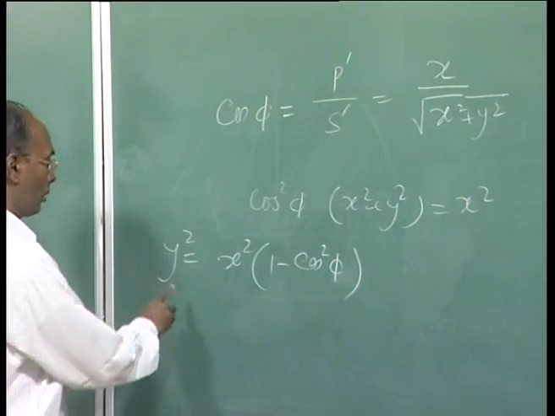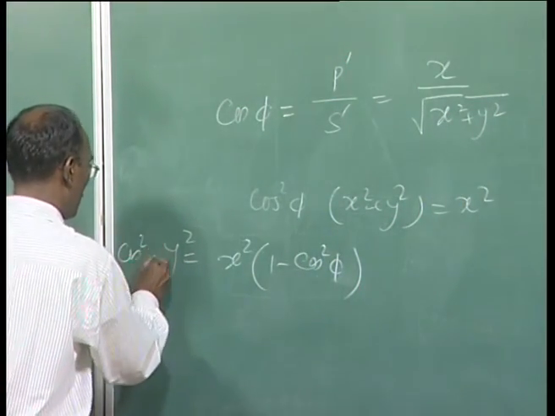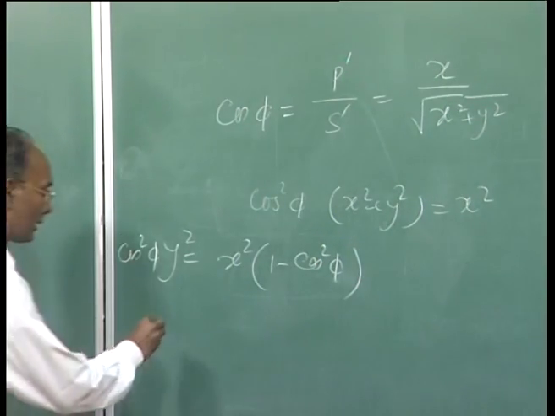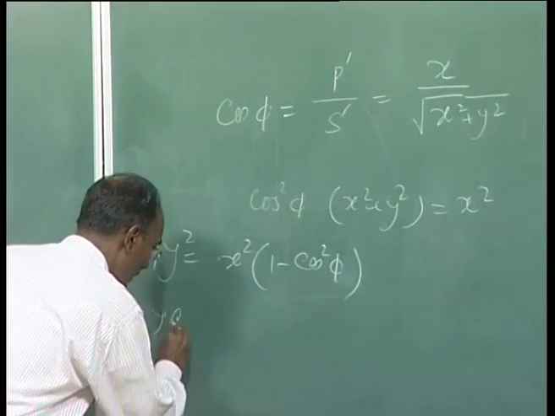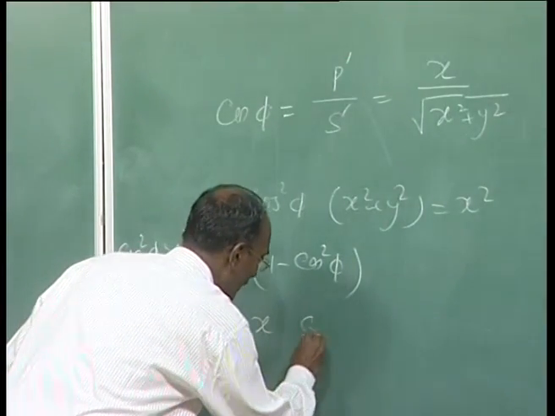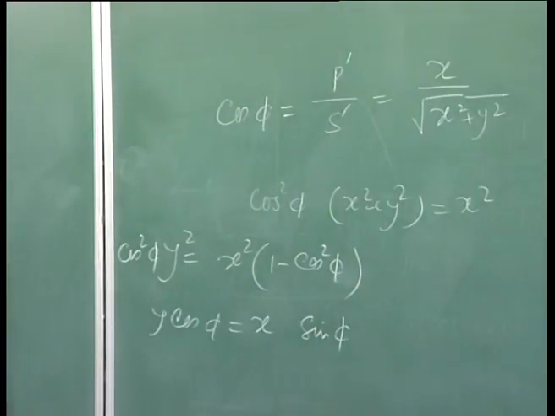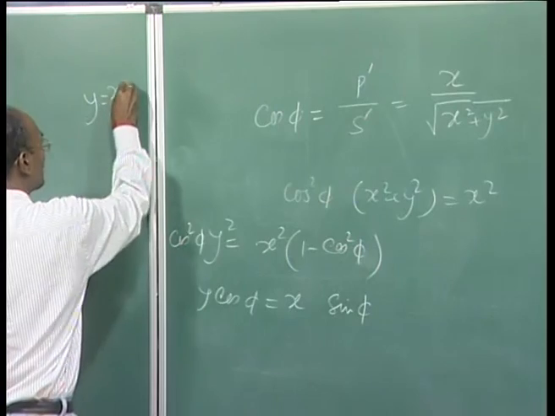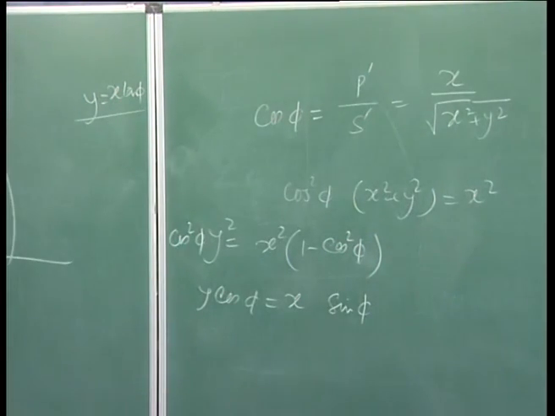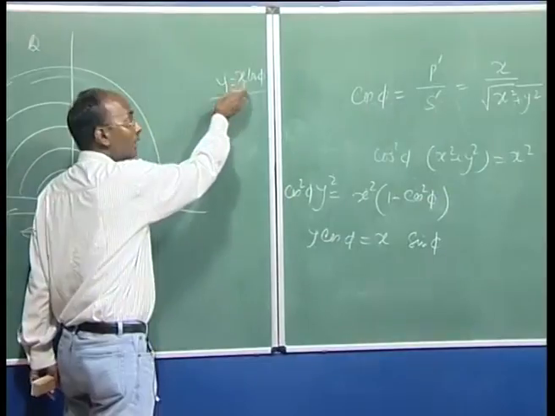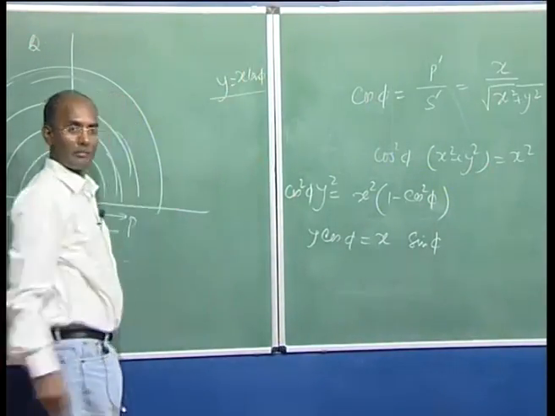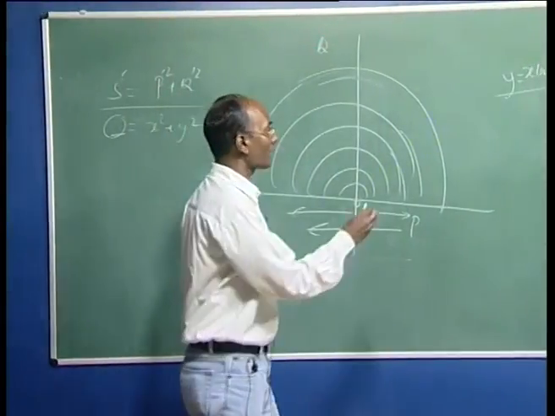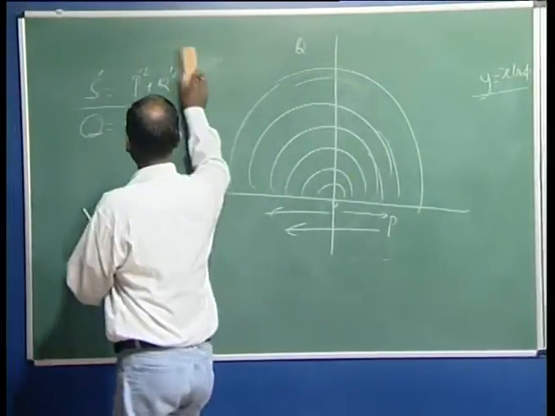Okay, here I am missing something: cos square phi. Taking the square root, Y cos phi is equal to X sin phi, meaning Y is equal to X tan phi. So for a given phi angle, meaning power factor, we have a straight line of Y and X. Here this is fixed, and then we are varying it. Now we can draw for different values.